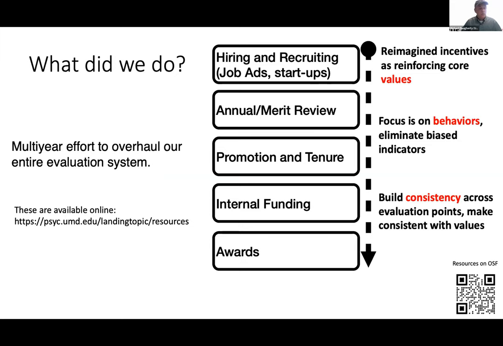Okay, so what did we do? That's a very brief snippet of why we did what we did. But what did we do? Well, as I alluded to earlier, this was a multi-year effort. I started down this path in roughly 2017. And over the last 5 or 6 years, we've done everything from reform how we advertise our jobs. So if you look at our job advertisements, they now include things like we want our applicants to address what they're doing to ensure the reproducibility and transparency of the research. So that's in our job ads.